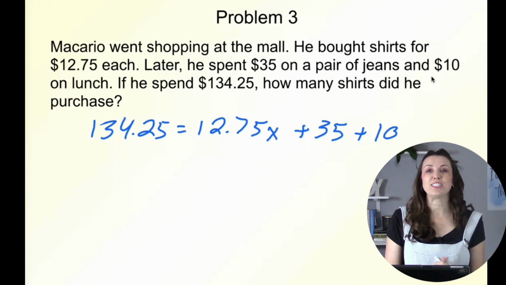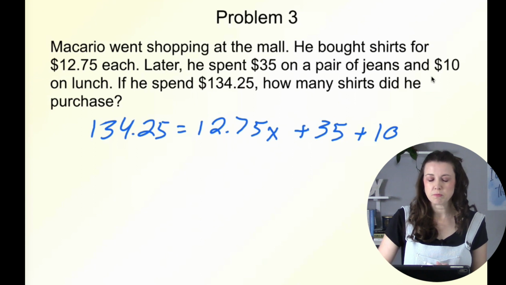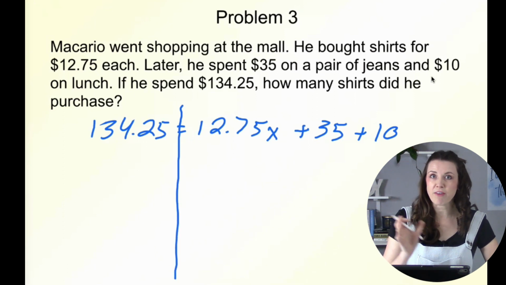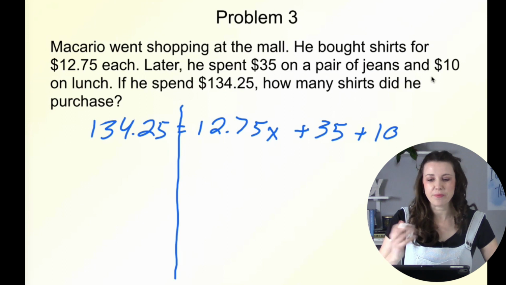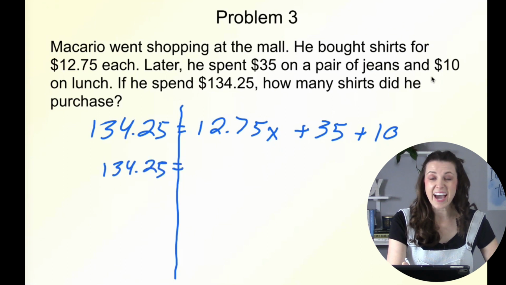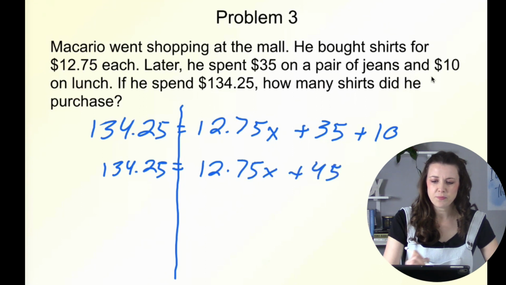So the first thing I need to do is combine like terms. I kind of like to draw a little line here where the equal sign is. So I remember if I move anything over, I have to do the same on one side as I do the other. There's nothing to do over here, so I'm going to bring down the 134.25 equals. I can add my 35 and 10 together, but I can't do anything with this 12.75x. So I'm going to add these together.